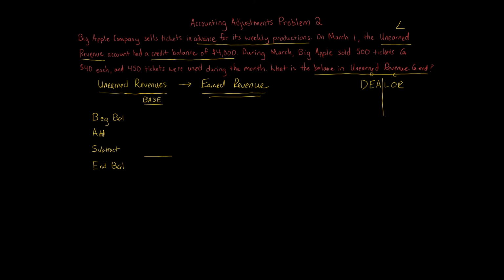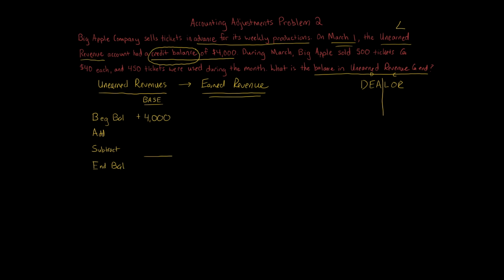Now the beginning balance, we're told here, we had a positive credit balance at the beginning of the period. We're looking at the period of March. So let's say that this company does their adjustments each month. In March, they're going to do this adjustment process on March 31st. The beginning balance is a positive $4,000. That's why the credit balance is so important, because we looked at DEALOR, we have a positive balance. We're going to add and subtract a few things.